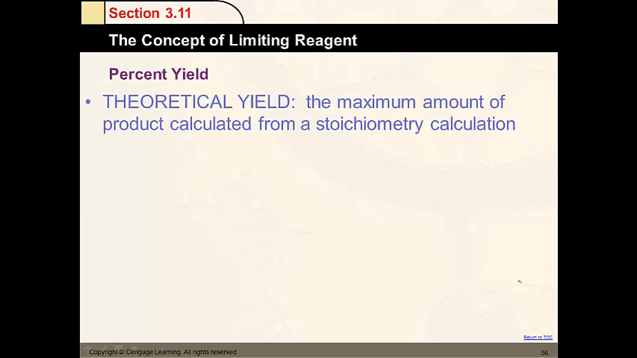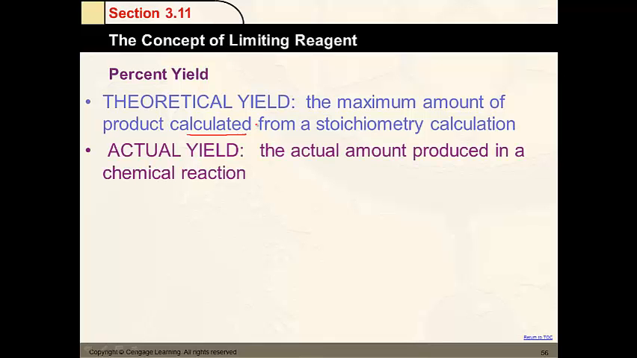The theoretical yield is the maximum amount of product that you could calculate from a stoichiometry calculation. And I want to emphasize that it's a calculated value. You do this on paper. The actual yield is produced in a reaction in the lab. So you have to get this in the lab, or it would be given in the problem if you can't do a lab.